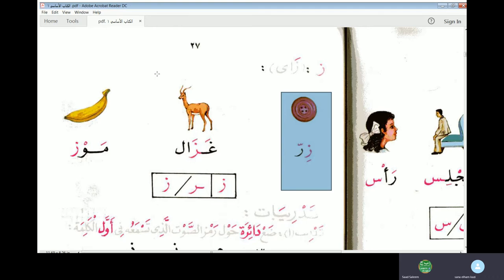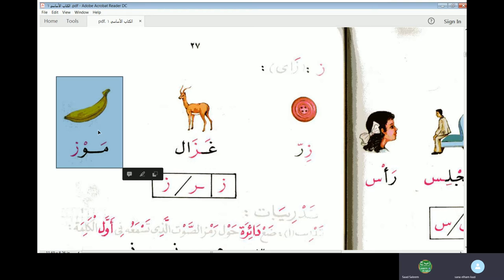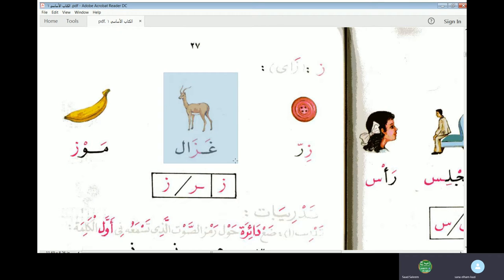Zir is a button. Ghazal is deer. A mouse is a banana. I think in English we also say gazelle. It's not deer. National Geographic, when I was watching it, they call it gazelle. G-a-z-e-l-l-e is the spelling.